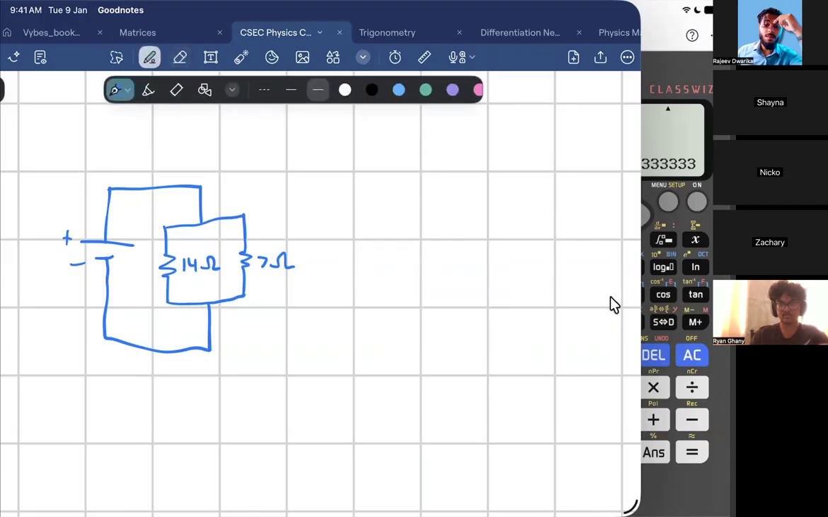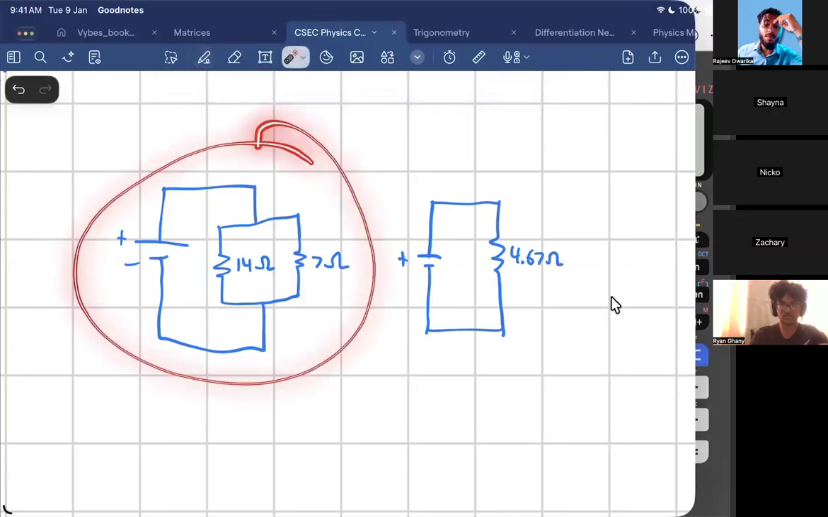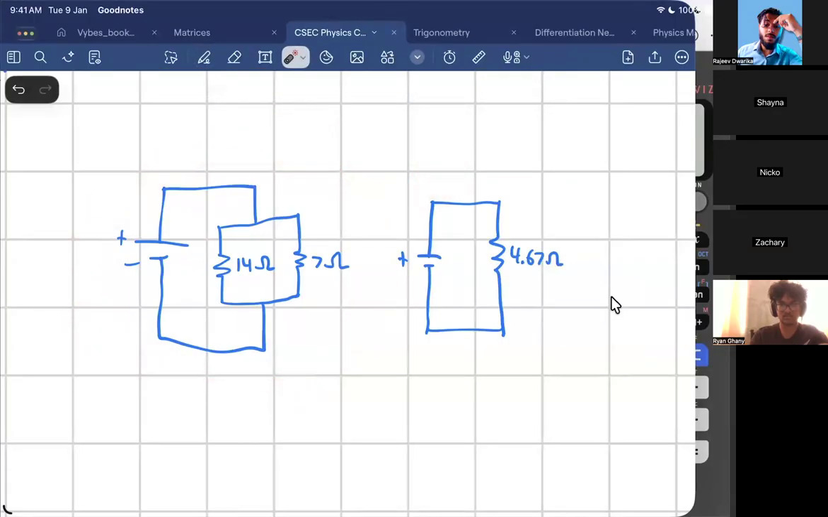If you wanted, instead of drawing the circuit like that, you could have drawn the circuit like this. Instead of drawing two resistors, what could I do? Put the combined resistance as one resistor. Exactly. So that would be the combined resistance. And what's the combined resistance? 4.67. So Ryan, do you understand that we could take this diagram and simplify it by combining the resistors?